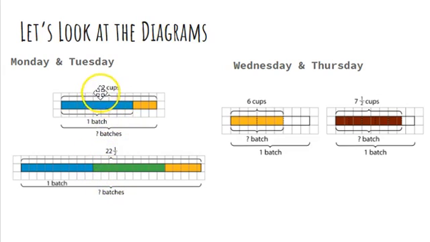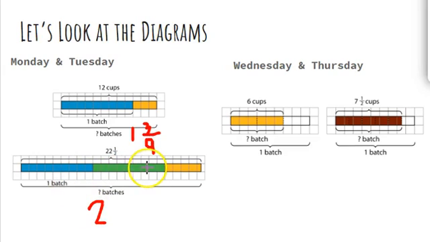With Monday and Tuesday, we can see that in one batch, we have 9 cups, and it takes 3 more cups to make the 12 cups that they use total. So how many batches is that? Well, that's 1, and we have 3 out of the 9, so this is 1 and 3/9, or 1 and 1/3. What about here? Yeah, we've got 2 whole batches.